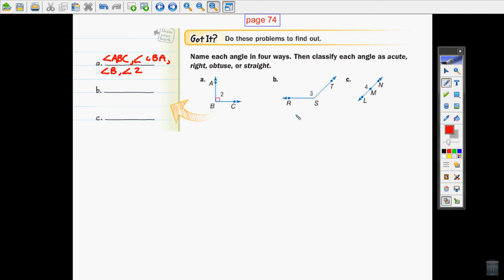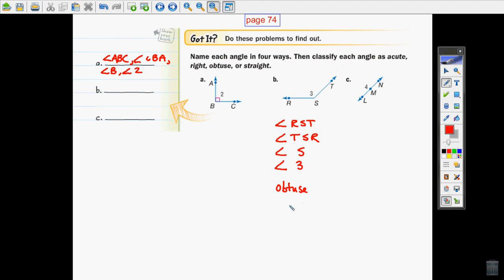When I look at letter B, I'm just going to write them down here so I have more room. We've got angle RST, angle TSR, angle S, or we can call it angle 3. Like I've been saying before, the big part here is to look at what's in the middle, S, S, S. That vertex is very important. That is how we typically name our angles. Last but not least, I did forget to classify this angle. What kind of an angle is this? It's an obtuse angle because it's more than 90 degrees.